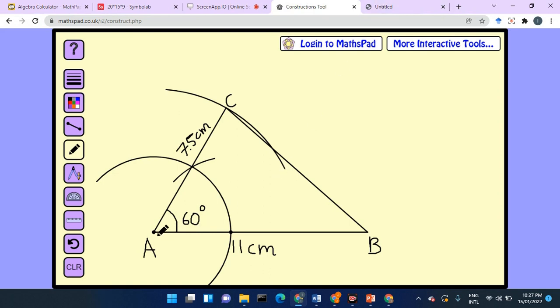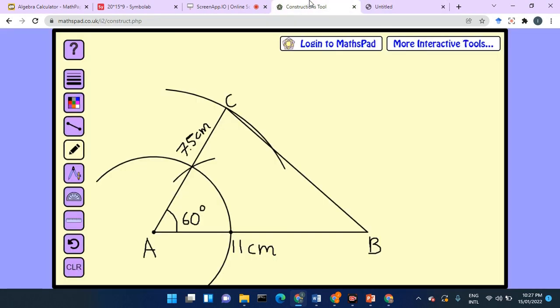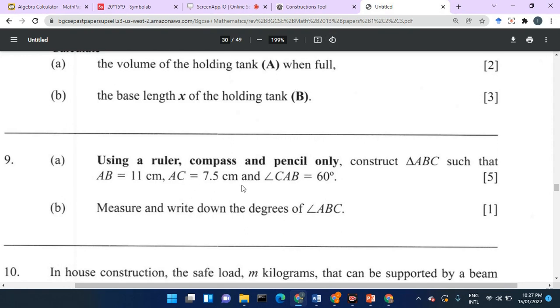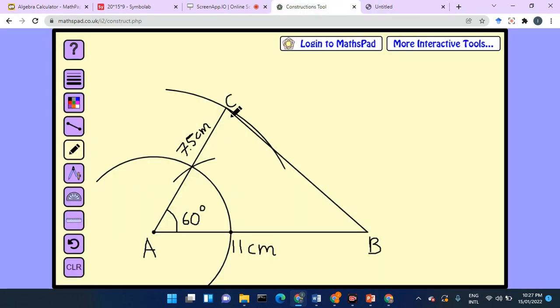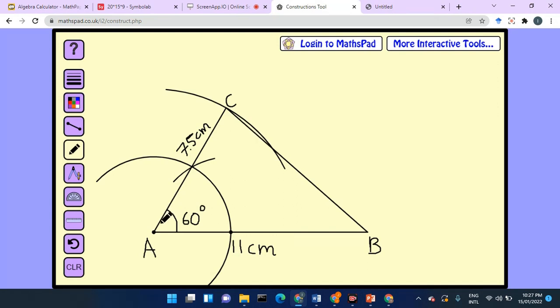We constructed a triangle ABC whose base is 11 centimeters. Yes, its base is 11 centimeters. And AC is 7.5 centimeters. And the angle A is 60 degrees. So this angle A is 60 degrees.